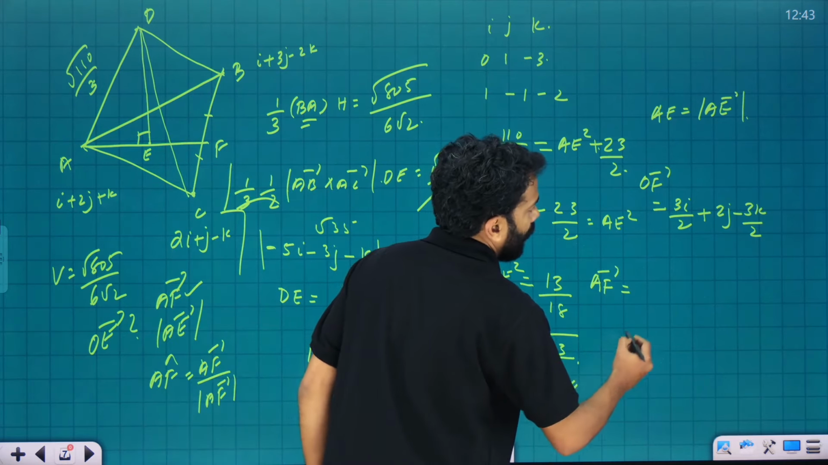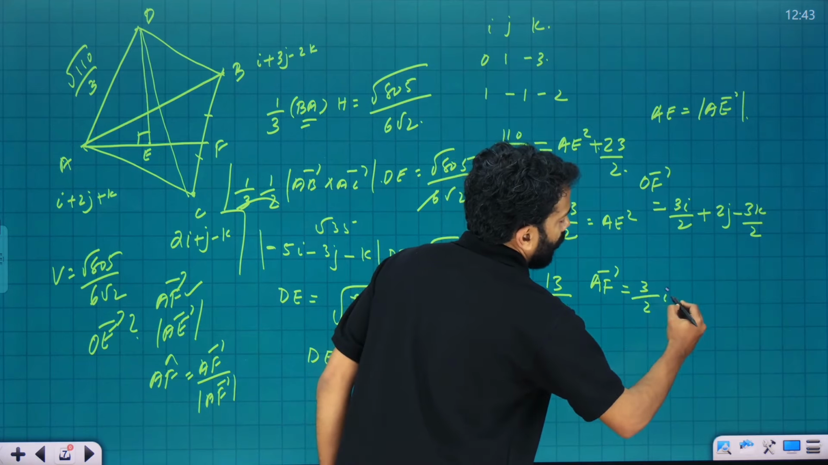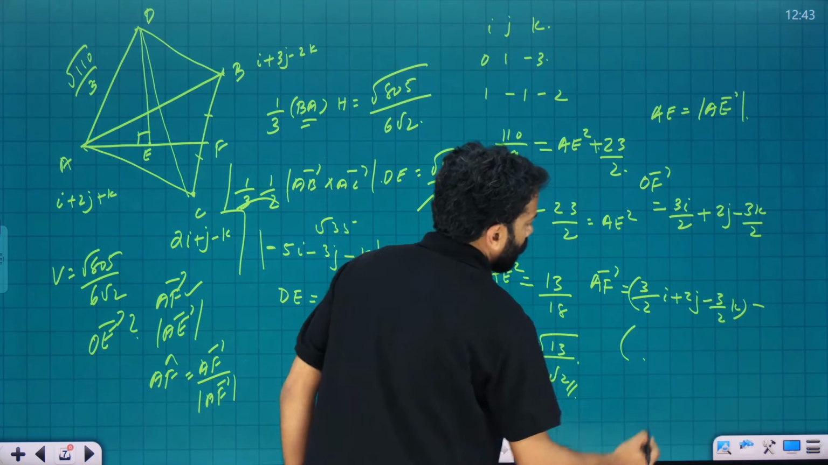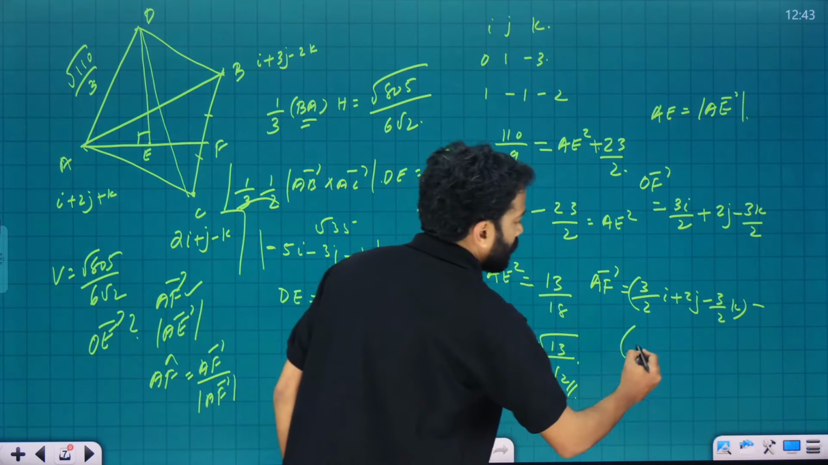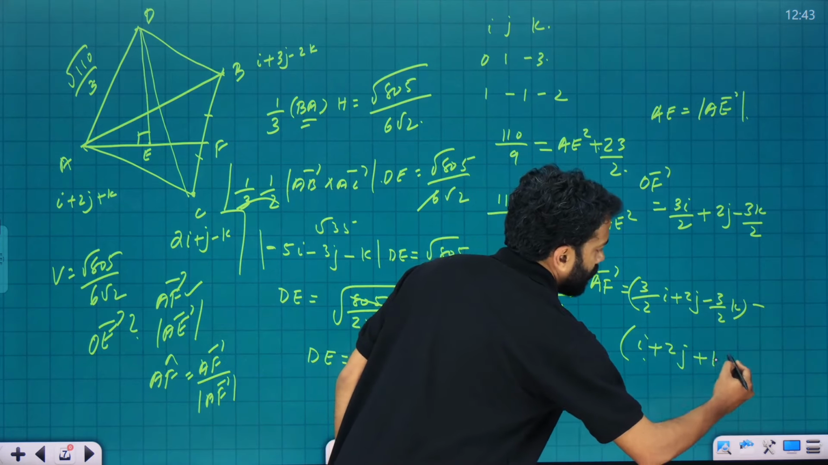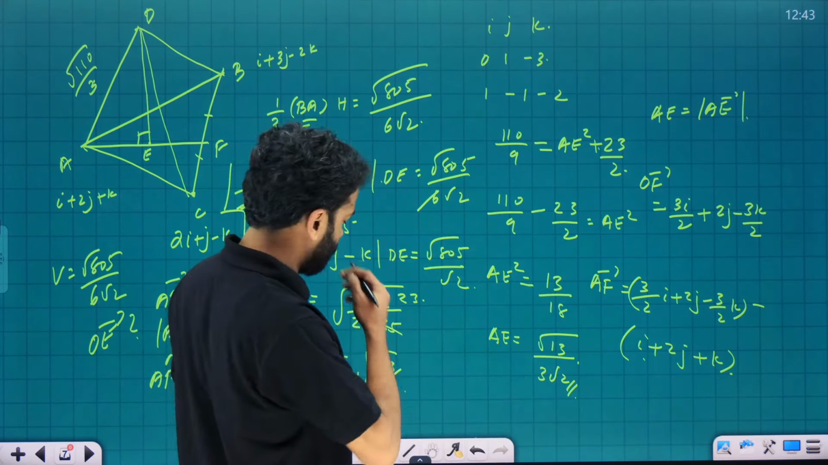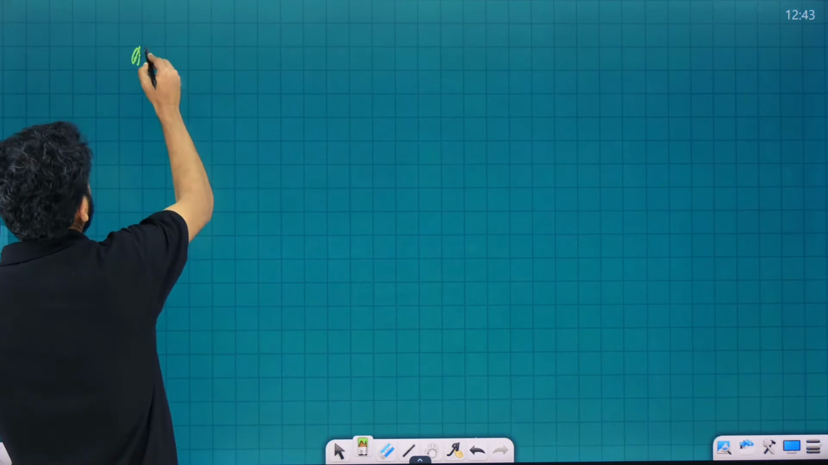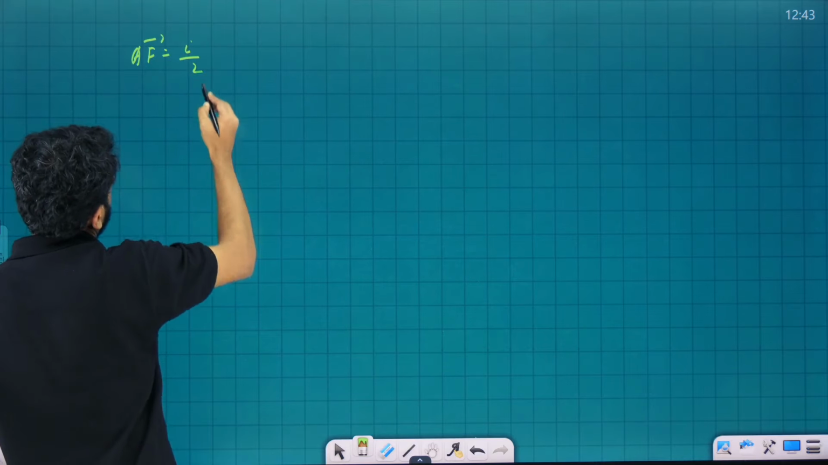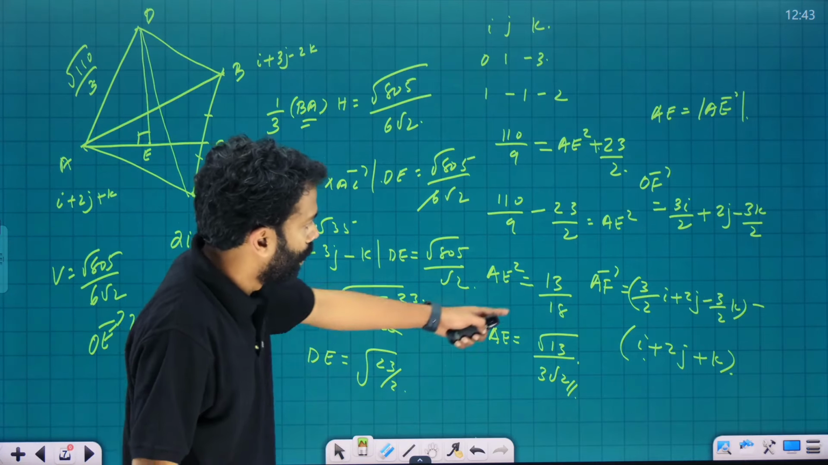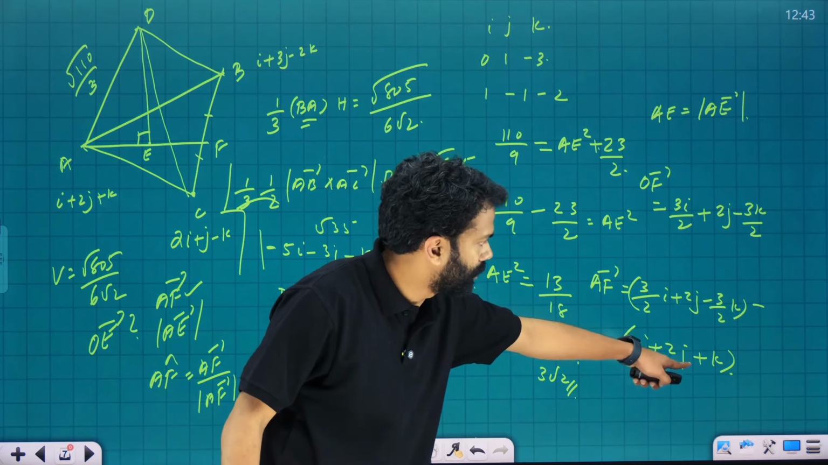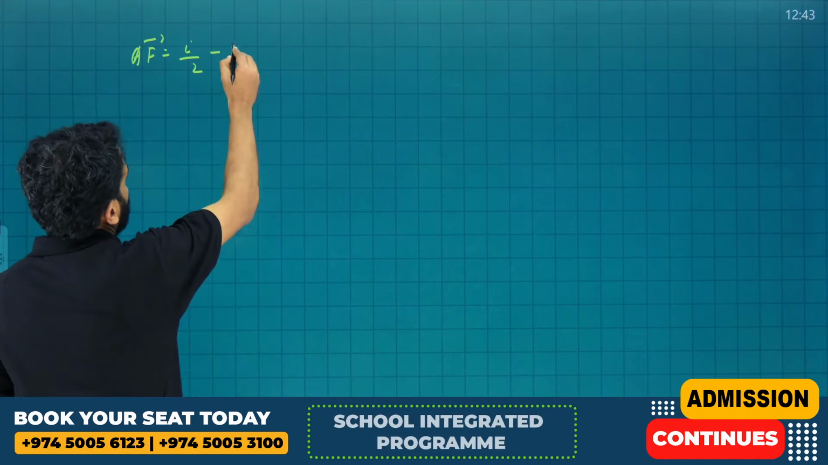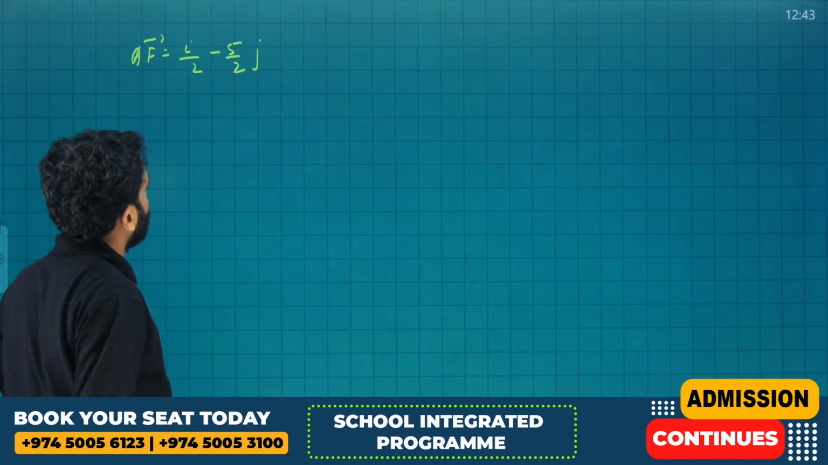And vector AF will be 3 by 2i plus 2j minus 3 by 2k minus, what is vector A? i plus 2j plus k. That is in the next slide. Vector AF is equal to i by 2, this got cancelled, and this is minus 5 by 2, right? Yeah, minus 5 by 2j. This is what vector AF is.